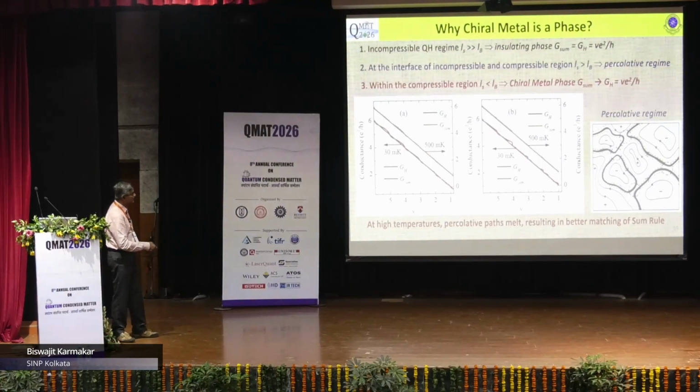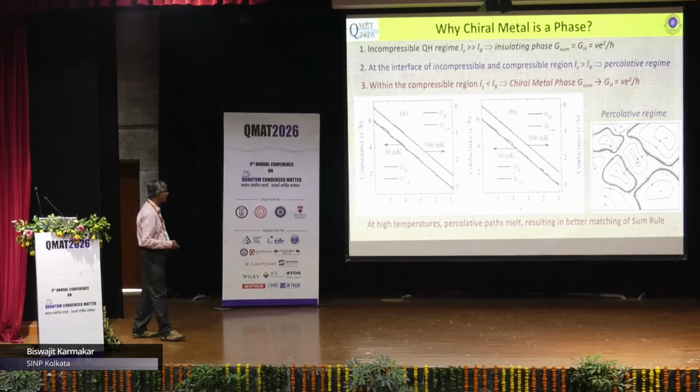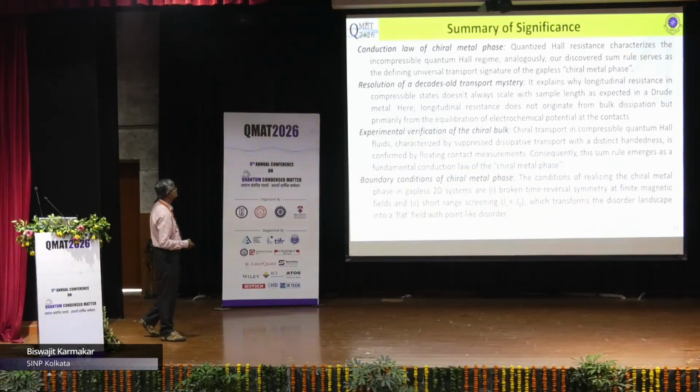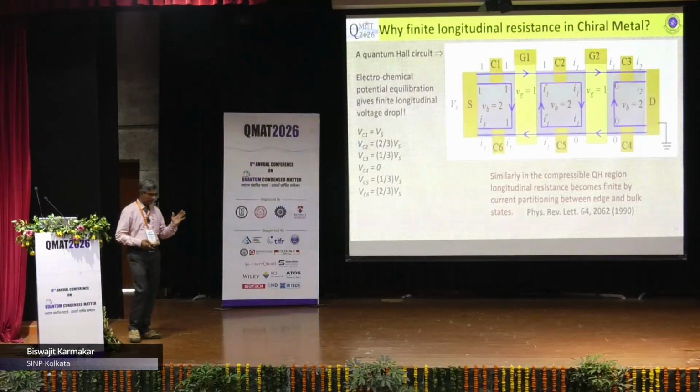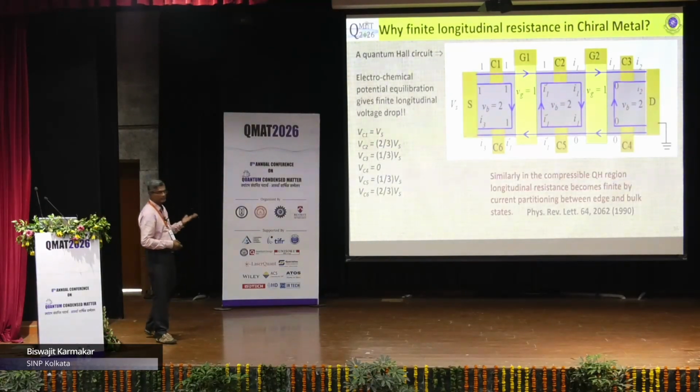Now as we increase the temperature, this chiral path actually melts and it goes into the chiral metal phase, and here RMSP is much better. As we see in the other sample, the other high density sample, also it matches at high temperature. Sorry. Now I say that the chiral metal phase is dissipationless.